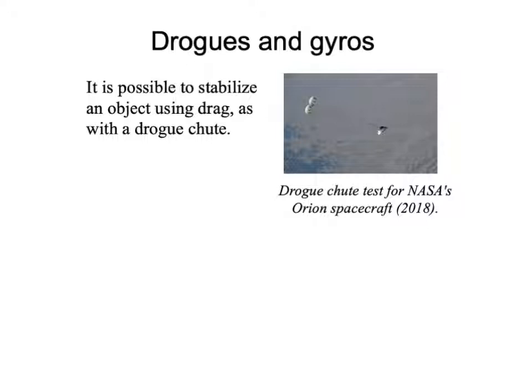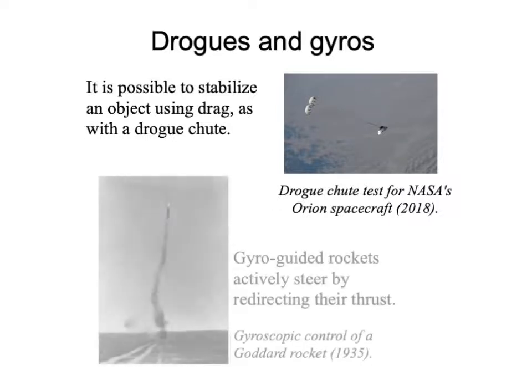Now, of course, it also causes the vehicle to be slowed down. So this is not necessarily what you'd want to do when you were launching a rocket. Drag a parachute behind you, that would slow you down. But if you're, say, re-entering the atmosphere, as in this test for NASA's Orion spacecraft, then a drogue chute may be just the ticket to stabilizing your flight through the atmosphere.